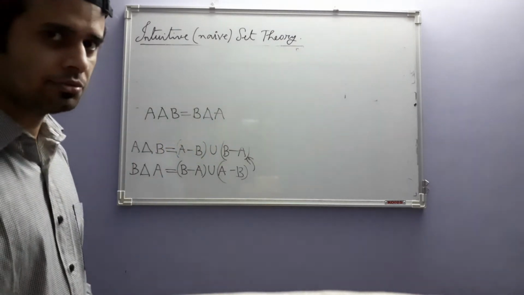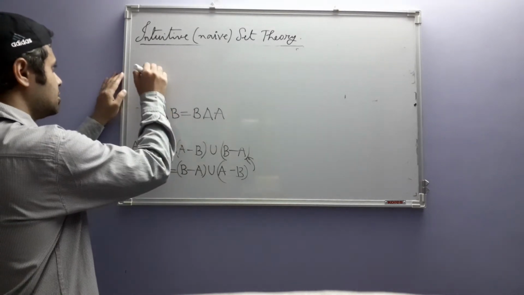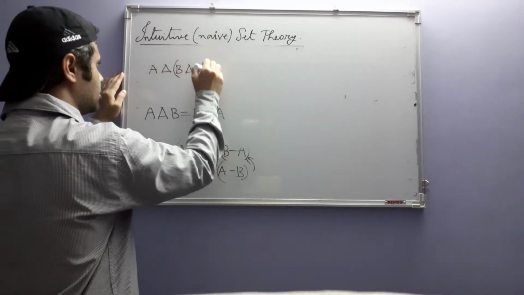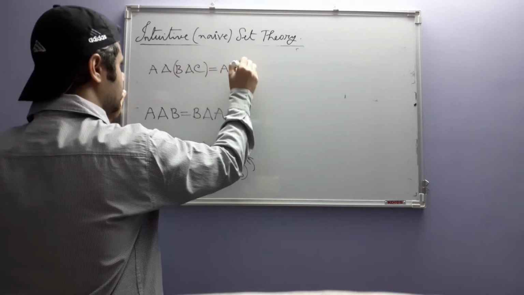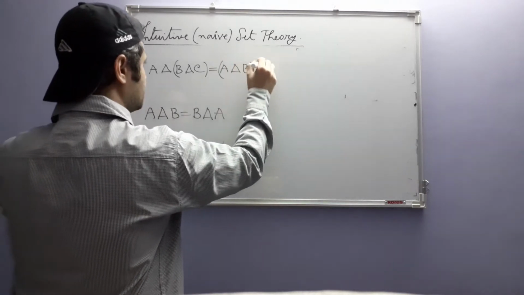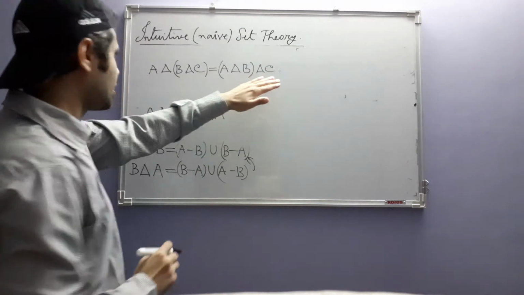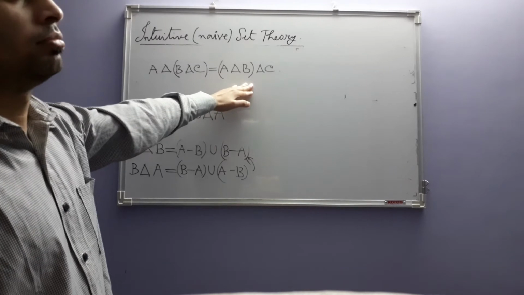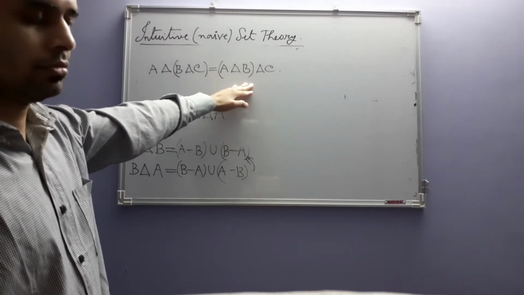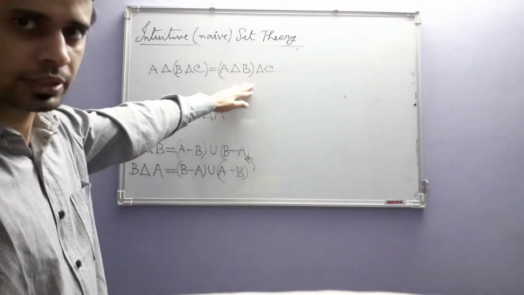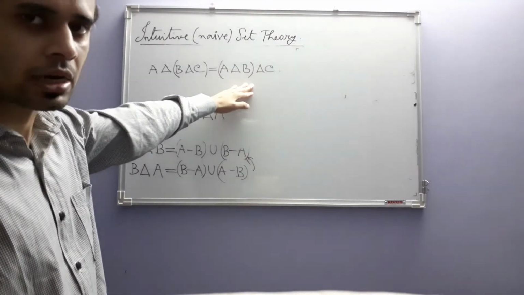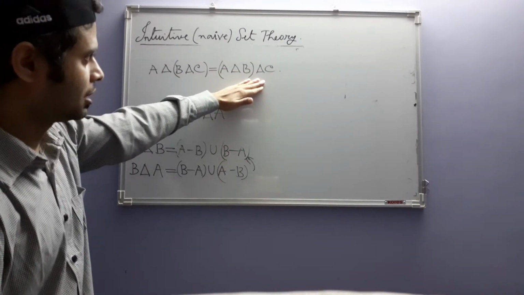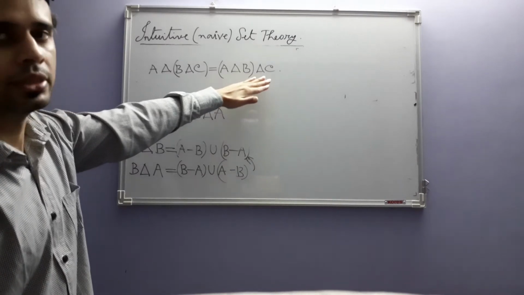Symmetric difference is associative also. If we have three sets A, B and C, A delta B delta C equals A delta B delta C. This, however, its proof is extremely complicated, or I don't know whether I should say complicated or not, since that is a subjective term, but it is lengthy. I will prove this at one point, but right now we are leaving this like this.